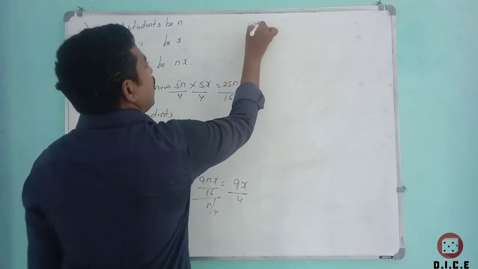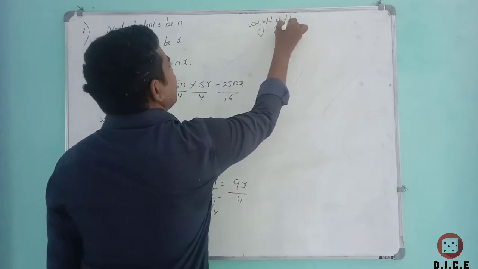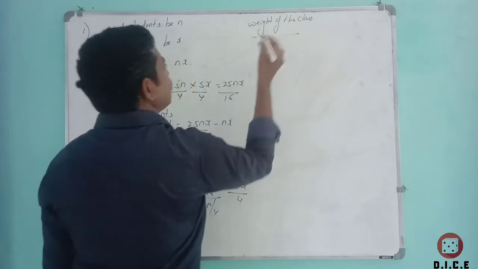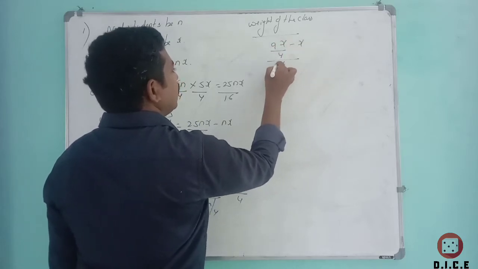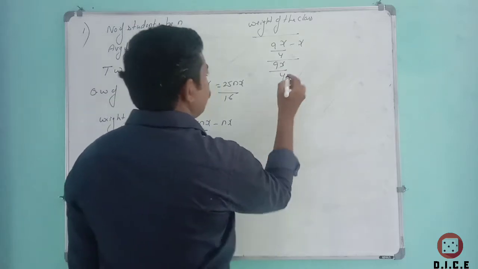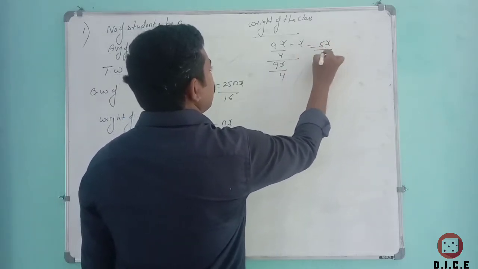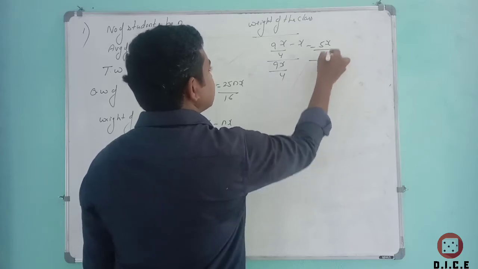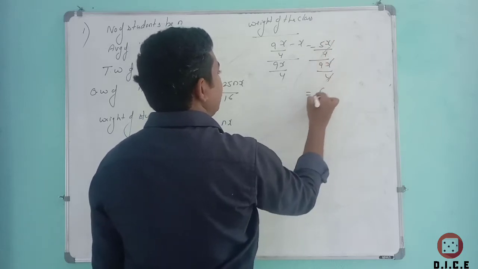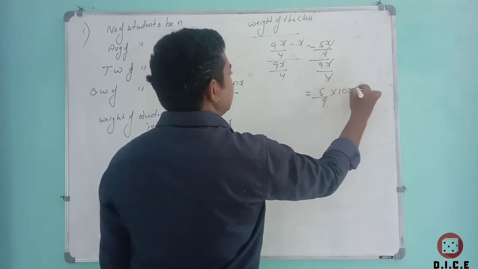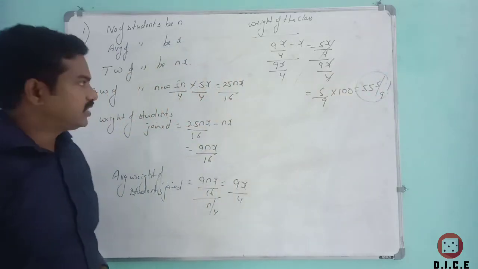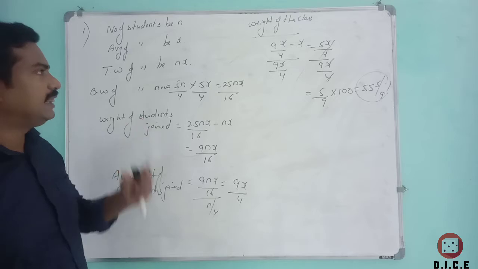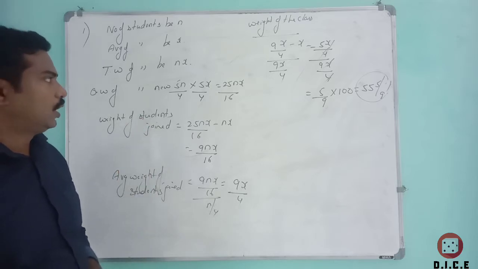Therefore, what is being asked is that the average weight of the class is what percent less than 9x by 4, that is 9x by 4 minus 5x by 4, of 9x by 4. X gets cancelled, 4 gets cancelled. Therefore, 5 by 9 into 100% is nothing but 55 5 by 9%. This is the answer. So friends, if you see the detailed process, the solution is very much lengthier. Kindly do not follow this type of solution from the examination point of view.